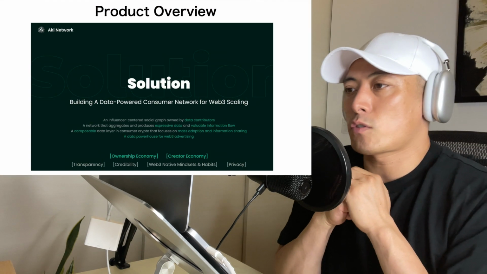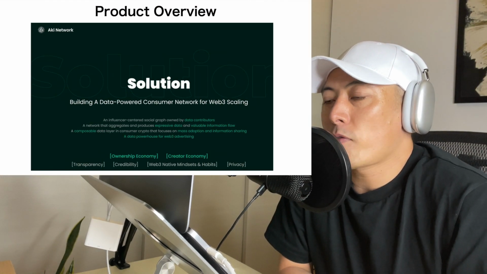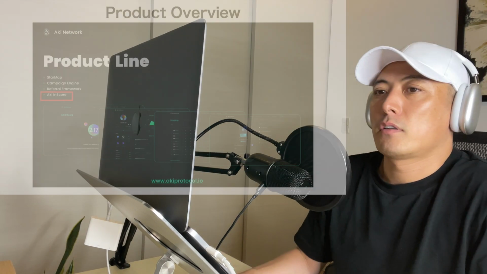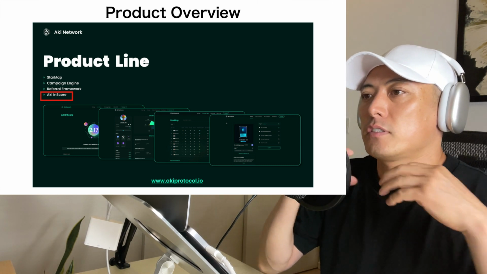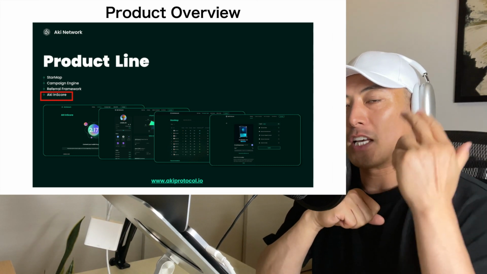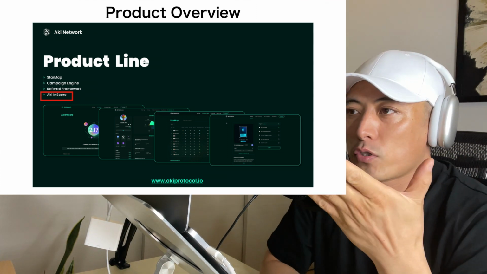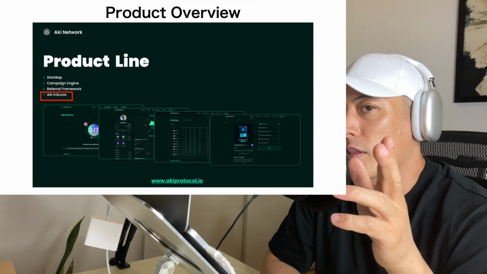Then let's move to the second topic, product analysis. So here are the solutions. Building the data-powered consumer network for Web3 scaling, just like a decentralized HubSpot, right? Then here, there is a brief explanation about the network architecture. They try to integrate three major data sets from Web2 data, like a social network that I described on HubSpot, like Twitter, YouTube, Telegram, that kind of things.